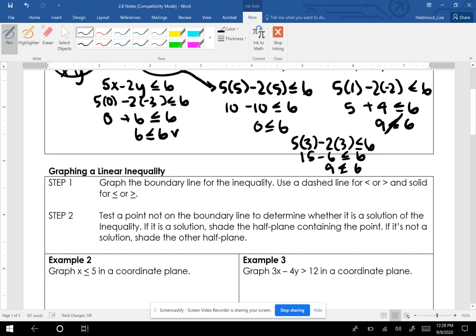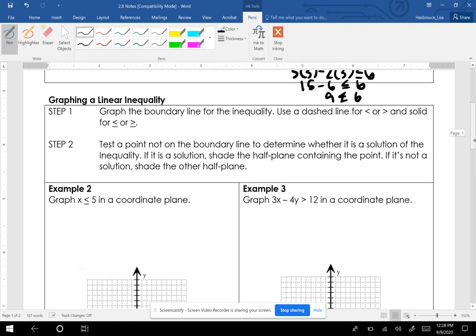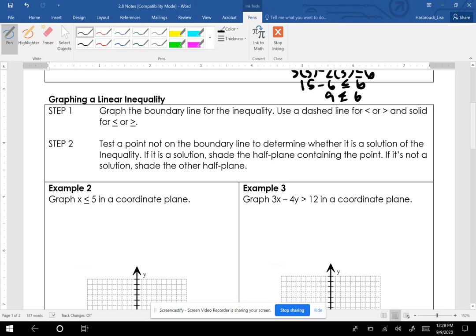Now we'll move on to looking at how to graph these linear inequalities. To graph, you would first figure out if you're going to use a dashed or a solid line for your equation. Note, if it's just less than or greater than with no line underneath your inequality, it would be dashed. If it says or equal to, so less than or equal to or greater than or equal to, that's when you use a solid line to graph.